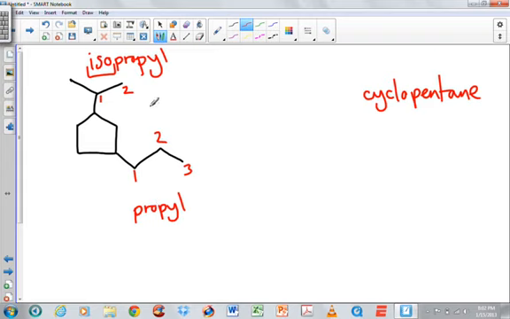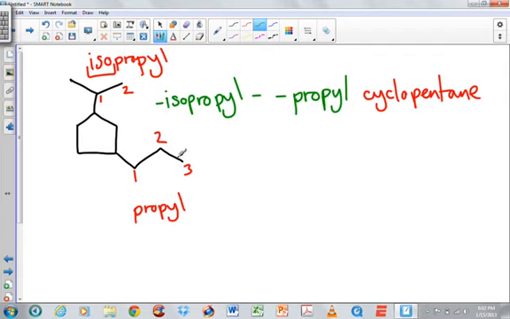Now, can you guys see, let me choose a different colored pen. Can you guys see that these 2 substituents are on carbons 1 and 3 relative to each other? Alright, so let me just write on. We know isopropyl comes first, because I comes before P. I'm leaving a space for the numbers here, because we're going to figure out what those are.